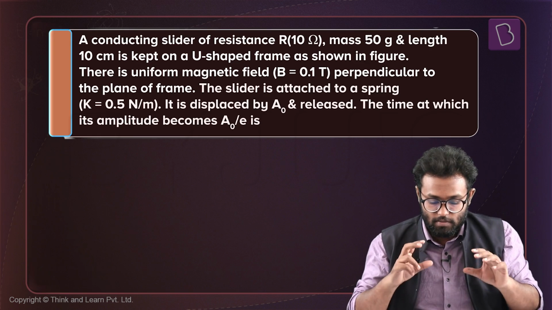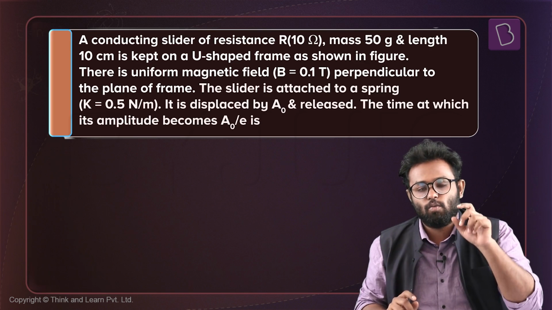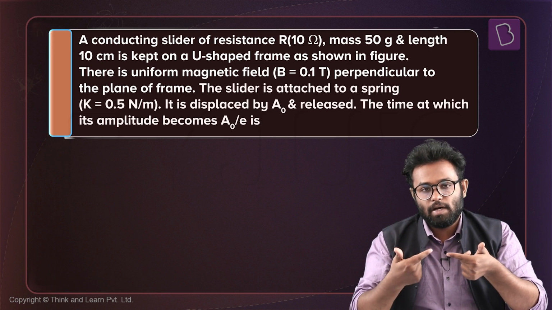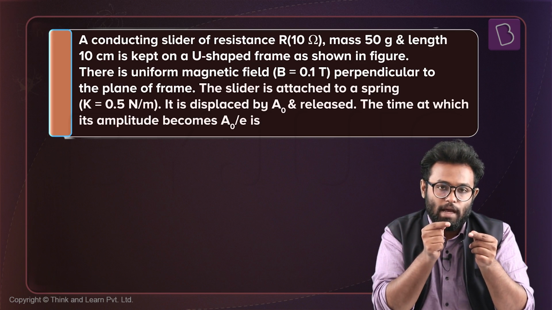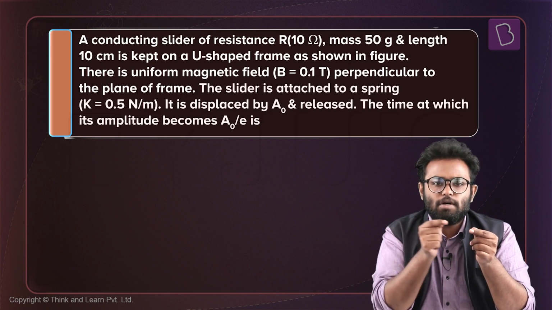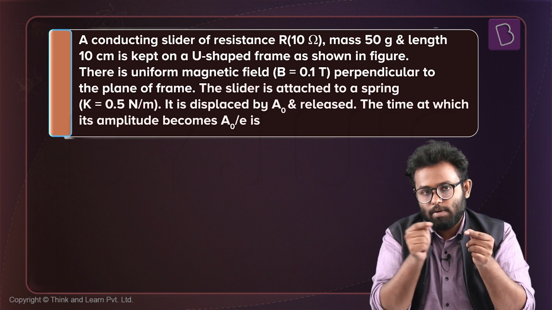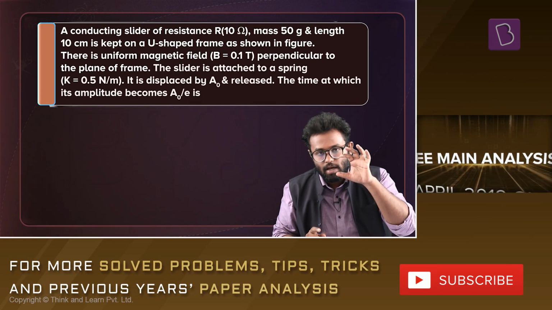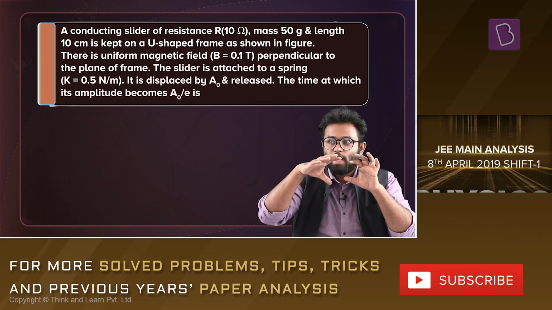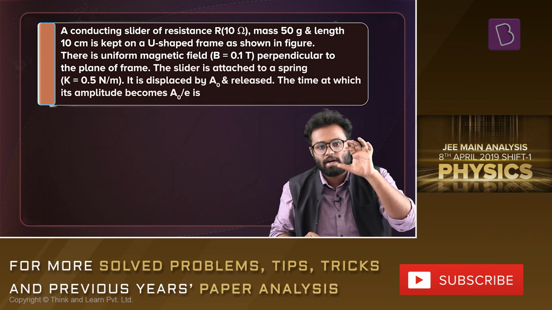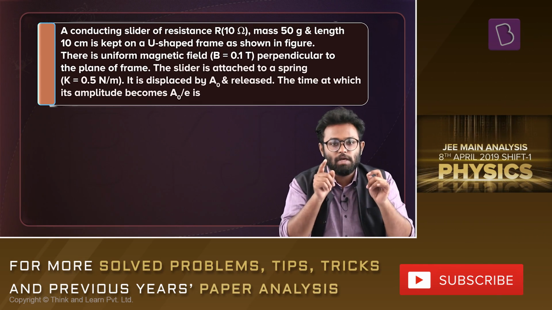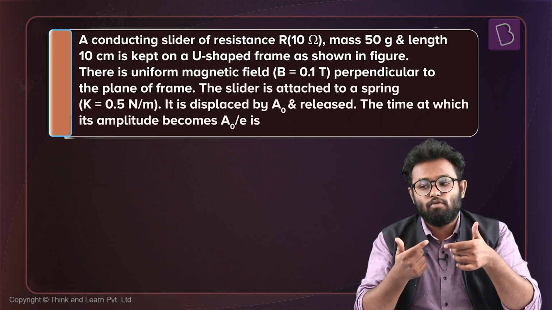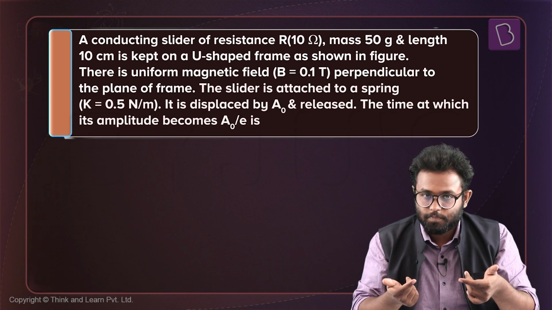Now it seems a little complicated. So what is happening here? Basically, if you just had a spring and something attached to it, and if you, let's say, compress it by A naught, then you know that the amplitude would just stay A naught. The amplitude wouldn't change. But in this case, because this is a slider and there's a magnetic field, and when a slider slides in a magnetic field, there's a motional EMF, which is equal to BVL, and that would generate a current BVL by R.